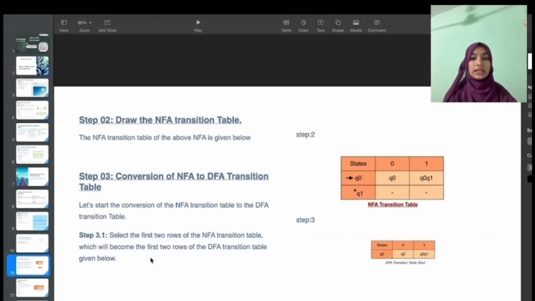After completing the transition table, we get the final DFA. This DFA accepts all strings that end with 1. The DFA is deterministic because each state has exactly one transition for each input symbol. Now, conclusion. In conclusion, we successfully converted an NFA into a DFA using subset construction. This method ensures that the language accepted by the NFA is also accepted by the equivalent DFA.